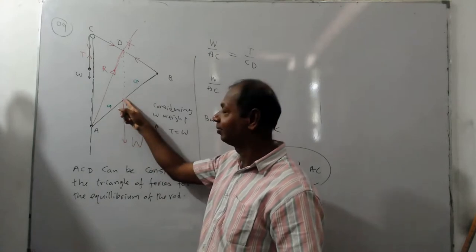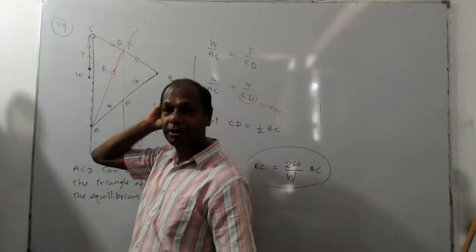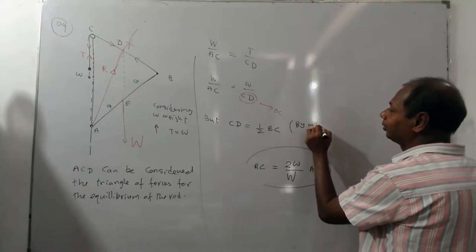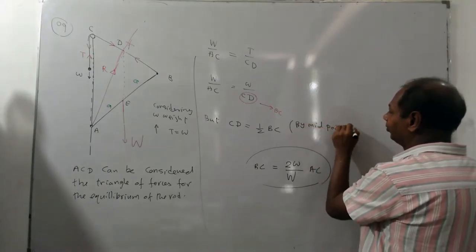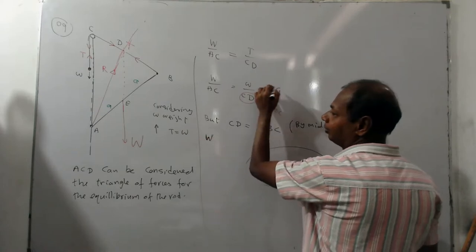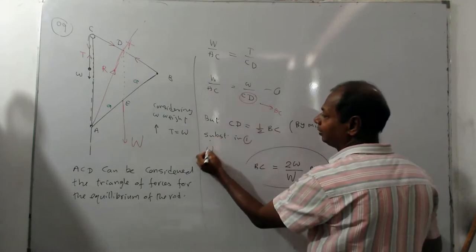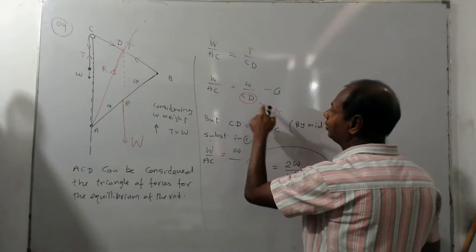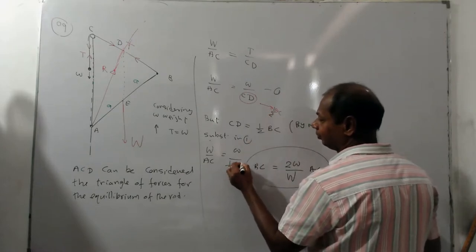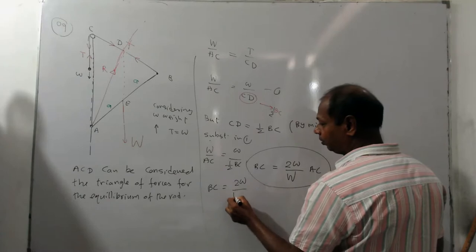This is the center of this side, and this line is drawn parallel to the third side. So this should bisect the other side. That's the midpoint here. So W over CD is, by half BC, this is first, simple W over second, capital W.